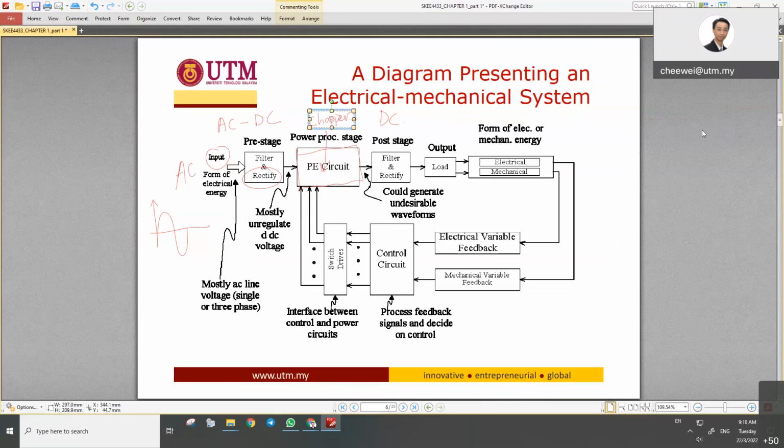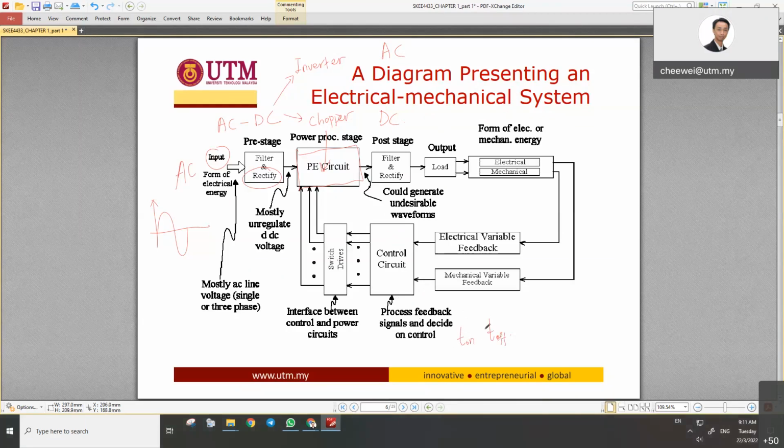DC-DC converters. But in the case that I don't want the output to be DC, I want it to be AC, what is the name of the converter here? From DC to AC, it's known as inverter. If DC to DC is chopper, DC to AC is inverter. So it could be two possibilities here. The control circuit will be doing the work of processing the feedback signals and deciding how to control. Basically, the control will be setting the time of on and off.